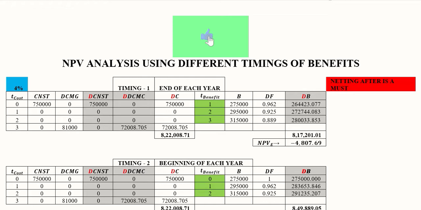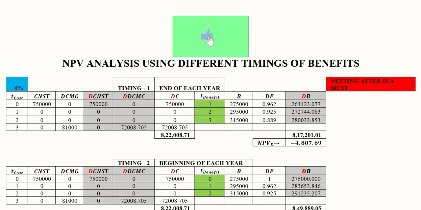For example, the next possibility is here, and then there will be two further possibilities. This possibility is that the benefits will occur at the end of each year. It means the completion of the first year, the completion of the second year, and the end of the third year. The benefits are also given. These are the benefits on a yearly basis.